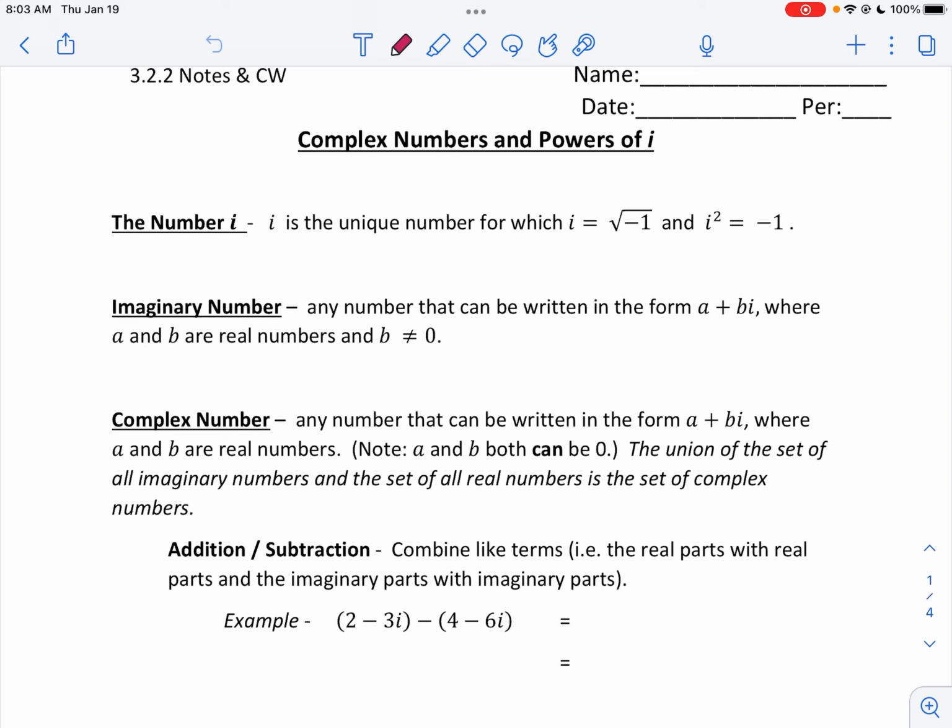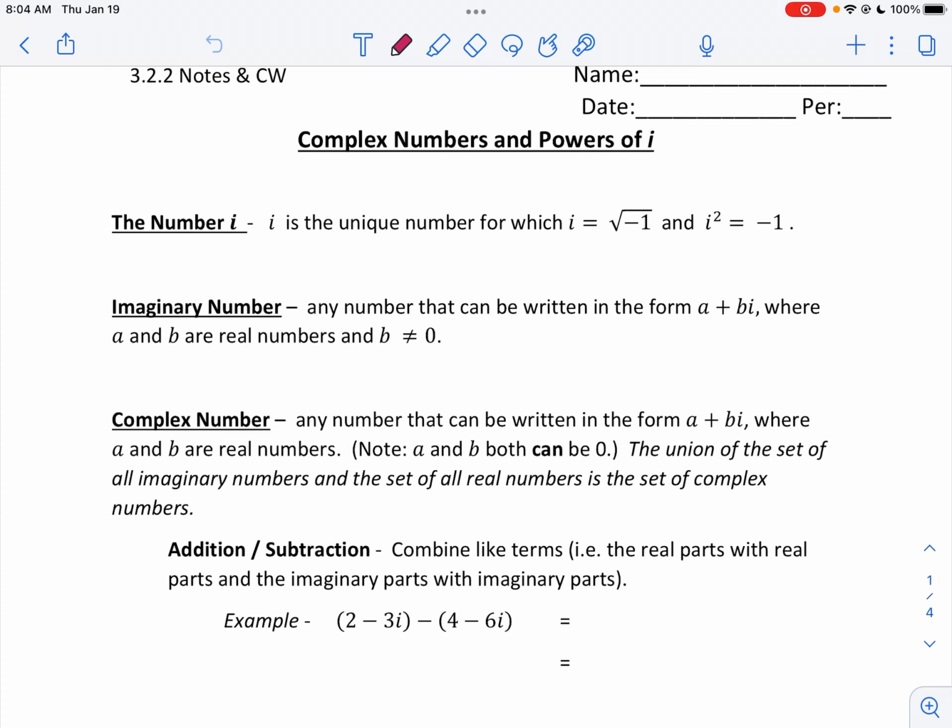So this is our 322 notes, and we're continuing on with our complex numbers and powers of i. We are going to just touch on this, and then we're going to be done. And then we're going to move right into quadratics next week. So let's go ahead and get started.